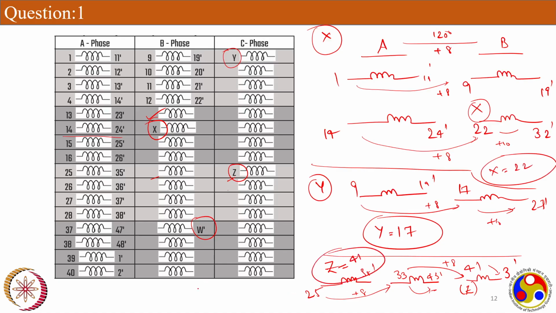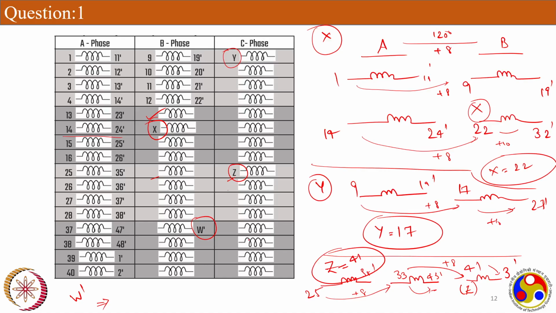So can someone tell me W dash? I'm not doing it. I want you to answer it. What is W dash? So get the starting coil of W first. 7, sir. 7 dash. Right, 7 dash.